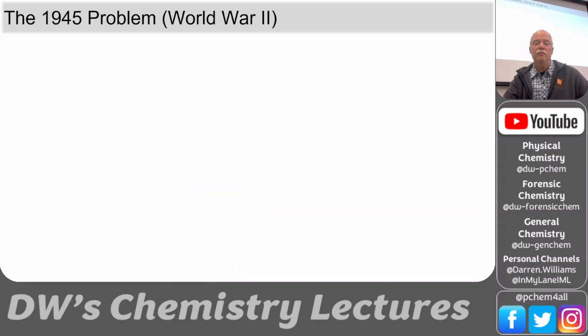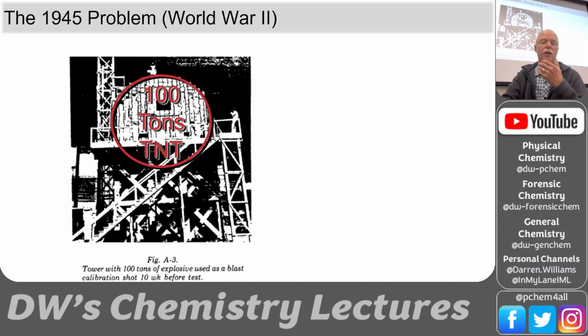So this was all developed during World War II. This is a picture of the 100-ton test of TNT. They had plastic explosives in wooden boxes. They built this huge platform to blow up 100 tons of TNT to test the pressure sensors and so on before they tested, at that time, the one nuclear weapon we had built.